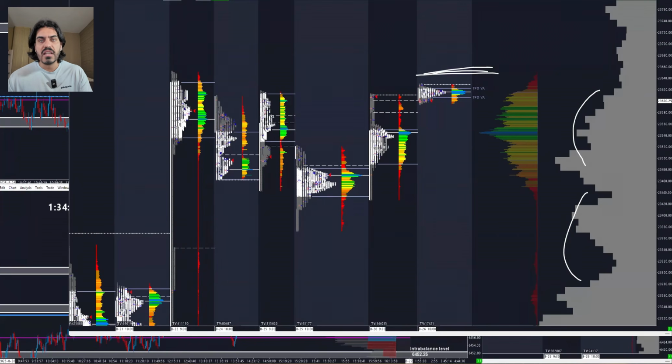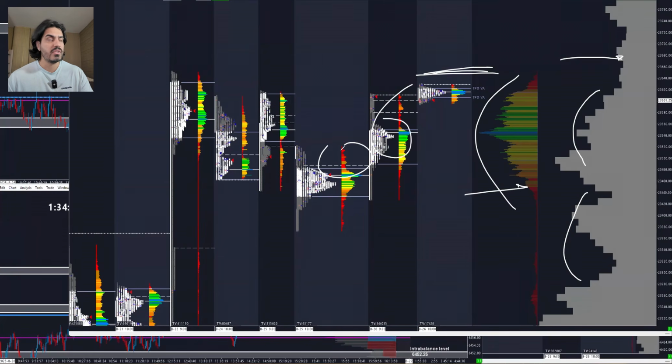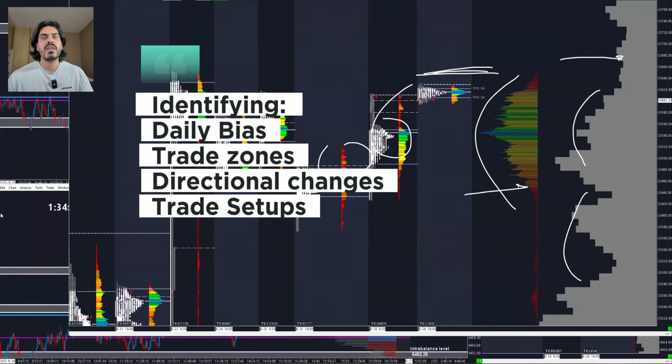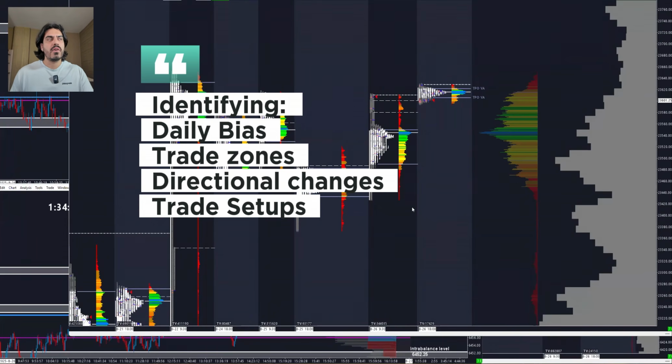So, like I said, the key volume profiles that we use and why. The composite profile, which is this huge heavy beast over here, the weekly or the last 5 days profile, and individual daily profiles. So here's how we're going to be using them. We're going to be identifying the daily bias, identifying areas to trade from, which is the extremes, and identifying directional changes. And then finally, we can identify the trade setups, which are pullbacks and breakouts.